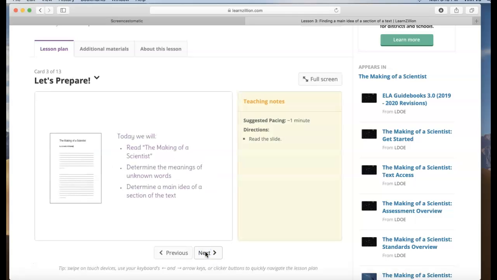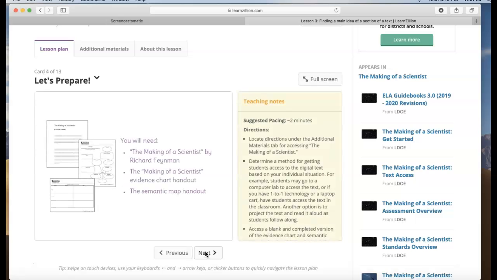Today we'll read The Making of a Scientist, determine the meanings of unknown words, and determine a main idea of a section of a text. You will need the following. These things will be inside of your Google Classroom, and I'll show you how to do that once I pause the video.